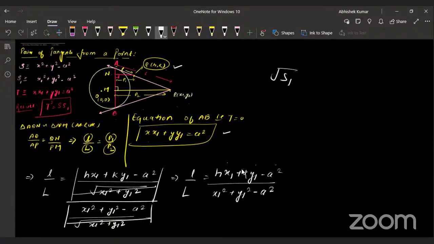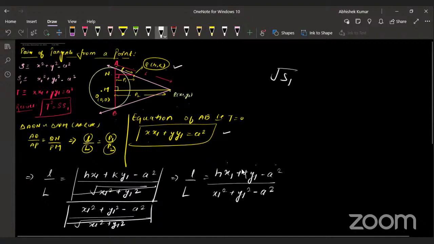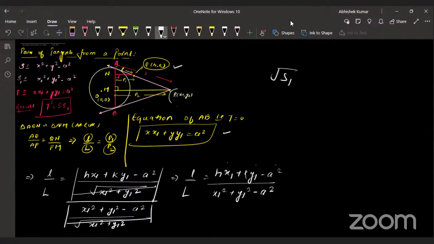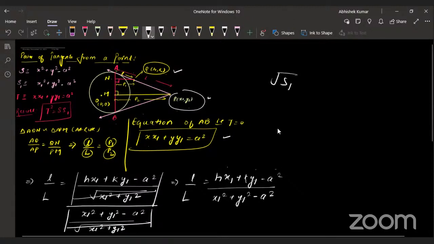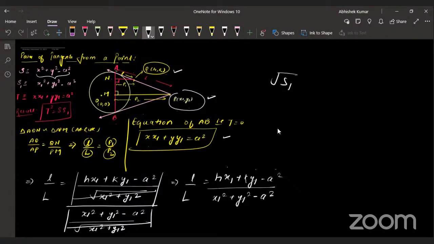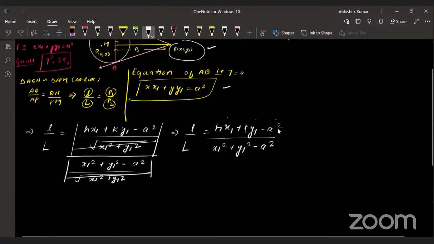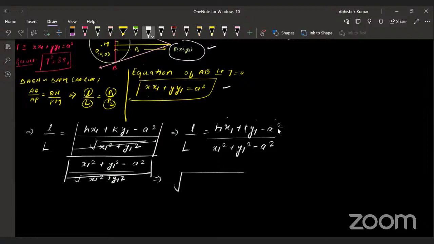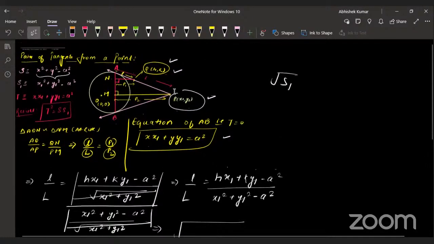We derived this in maybe the second or third session. A tangent is drawn from this point, so what will be the length? If you are calculating capital L, you have to put these points in this equation. If you are calculating small l, you have to put these points in this equation. Yes or no?